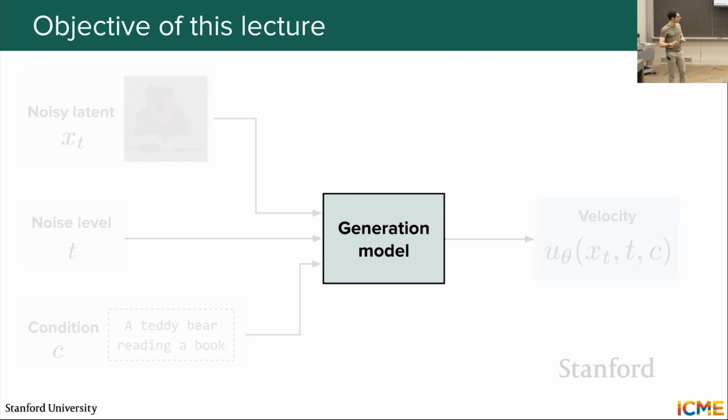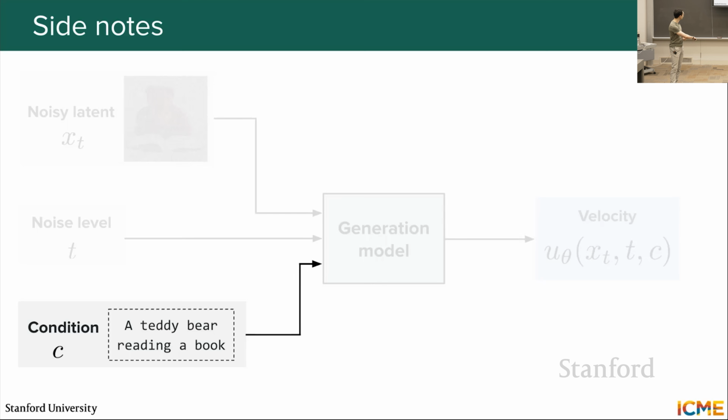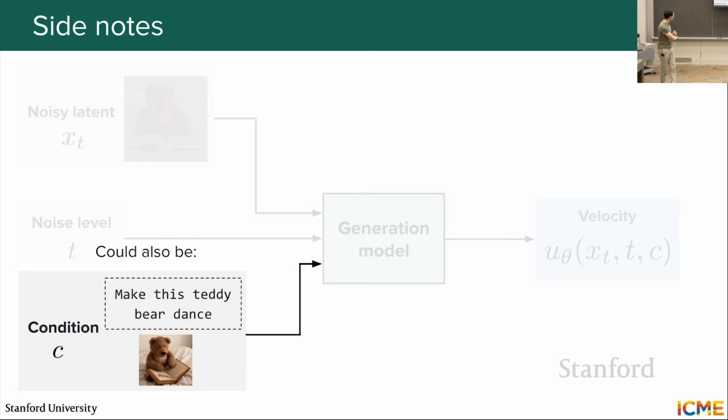But before we go into that, I just want to give a few side notes. The first one is the condition. I mentioned it can be a piece of text. In that case, such models are called text-to-image models, T2I. But you can also have a text and an image as input, so an image editing problem, in which case the model will be called a TI-to-I model, text-image-to-image model. So here, make this teddy bear dance, along with the image of the teddy bear.